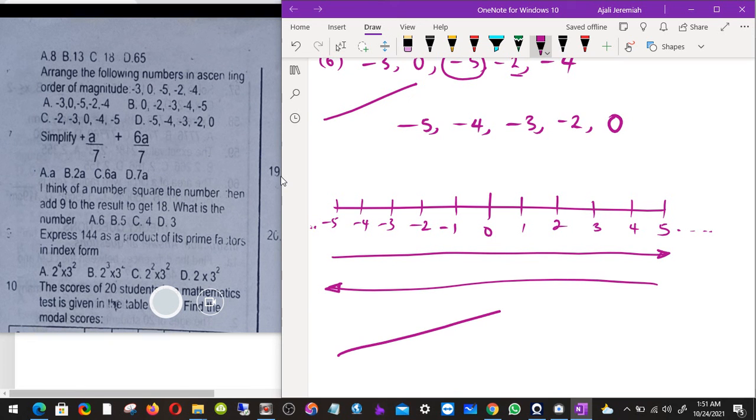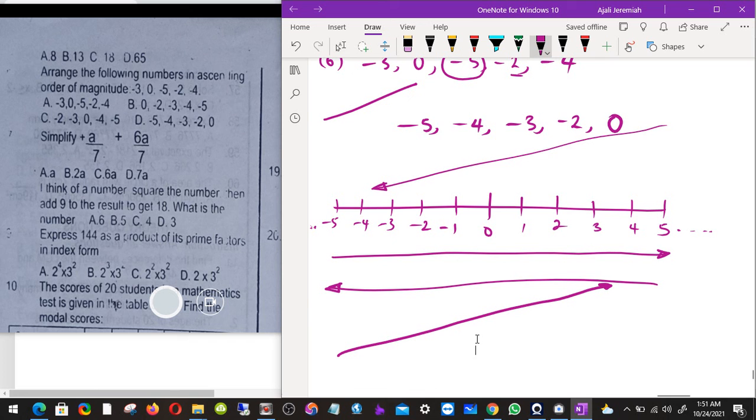Okay, so going this way you are ascending, but going this way you are descending. So you ascend as you go this way, and you descend as you go backwards. So that is why to ascend, we have -5 the smallest, before -4, before -3, before -2, before 0.